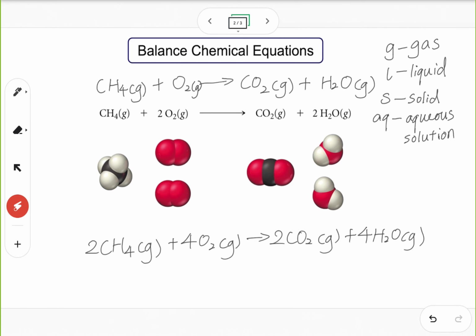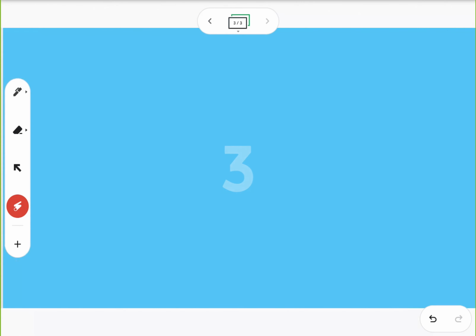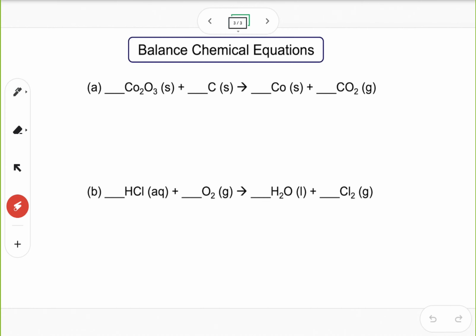Now, let's do some practice with balanced chemical equations. We have 2 examples here for you to try, and there's one basic guideline for us to follow when we try to balance a chemical equation. That is, you start from the most complicated molecule. Let's take a look at this example. Cobalt oxide reacts with carbon, and it generates cobalt metal and carbon dioxide.